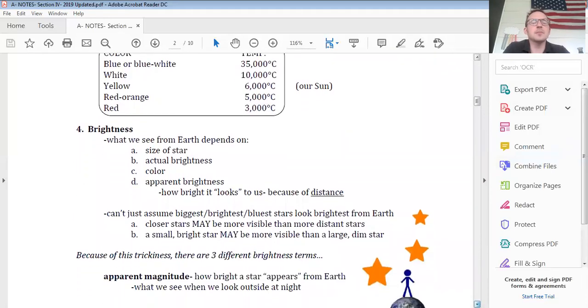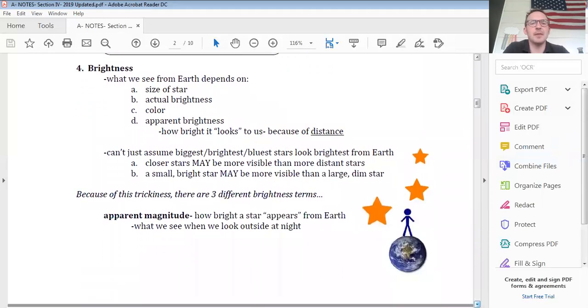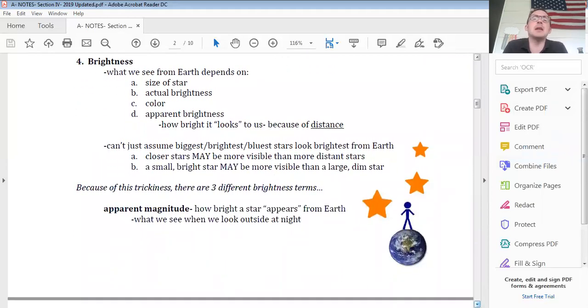Okay, here comes the first sticky wicket, and that's brightness. It would be nice if you could go outside and look up and say, that star is very bright, it must be very big, or that star is very dim, it must be very small. But we're going to see there are so many things that factor into play. Letter A, a star's size. Overall, bigger stars tend to look brighter than smaller stars.